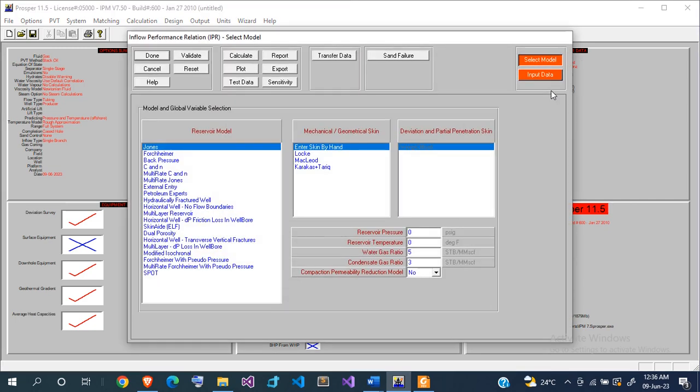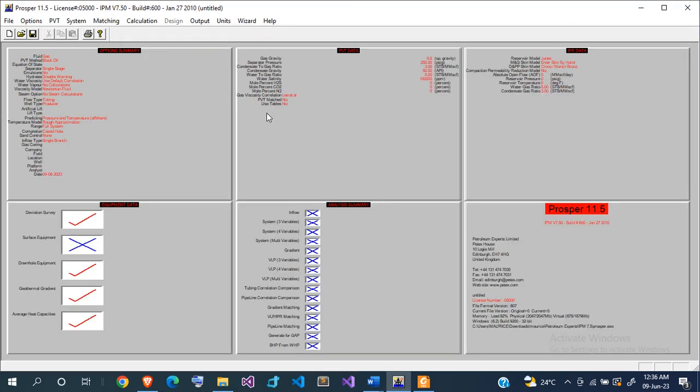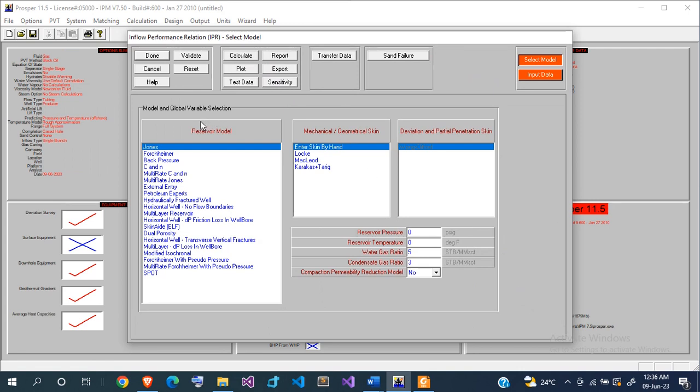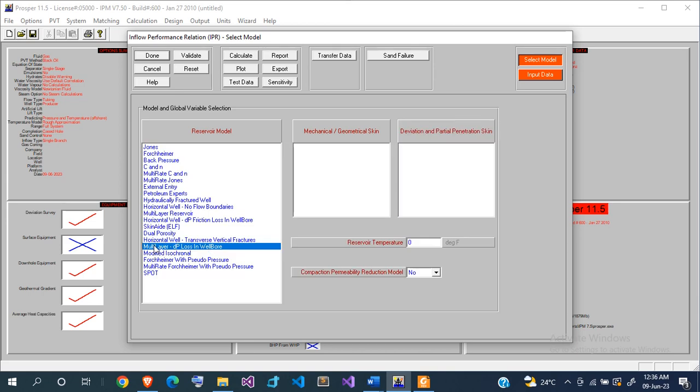So if I click on this, you can also call up the screen by going to system inflow performance, right? So it's the same thing. Now we're gonna look at what reservoir model you're gonna use. You're gonna use multi-layer dpLoss in wellbore. Yeah, so this will allow us to enter information for the different layers of a reservoir.